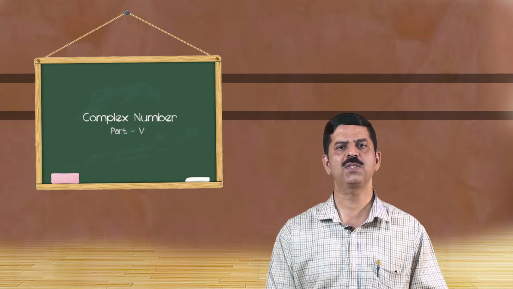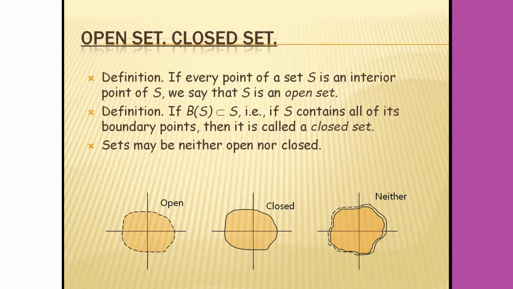Another definition is open set and closed set. If every point of a set S is an interior point of S, then we say it is an open set. If all the points lie only on the boundary, then it is called a closed set. The boundary points represent the closed set, and a set all of whose points are interior is an open set. I have given a figure showing how the open set and the closed set are denoted.